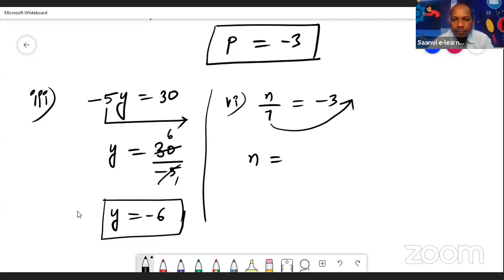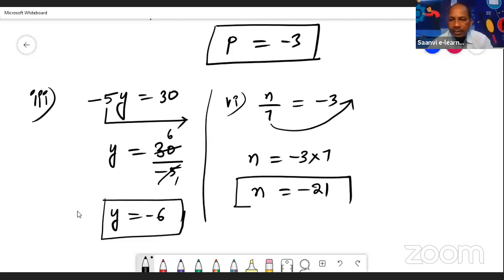So what will happen? Minus 3 into 7. Here 7 is dividing; when we send this side, it will multiply. So n is equal to how much? 3 into 7, 3 7s are 21. Minus symbol also is there, minus 21. So n is equal to minus 21 is the answer. And the same way you do the seventh question.